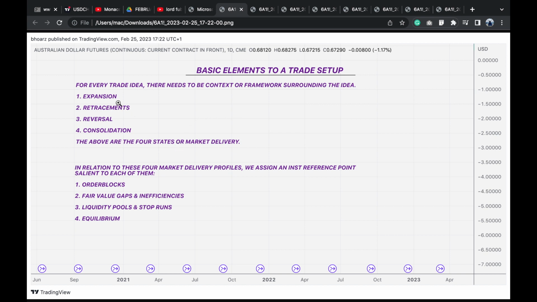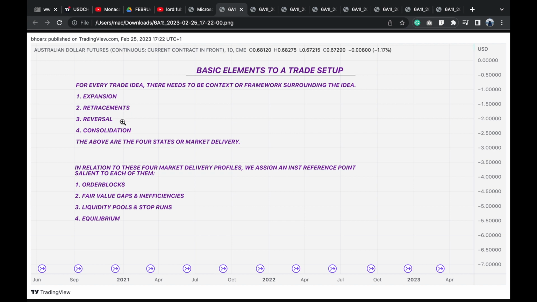For expansion, we assign order blocks to them. For fair value gaps, we assign inefficiencies. For retracement, we assign inefficiencies. Now, when I say assign, I simply mean that your focus goes into fair value gaps and inefficiencies when the market is in a retracement.